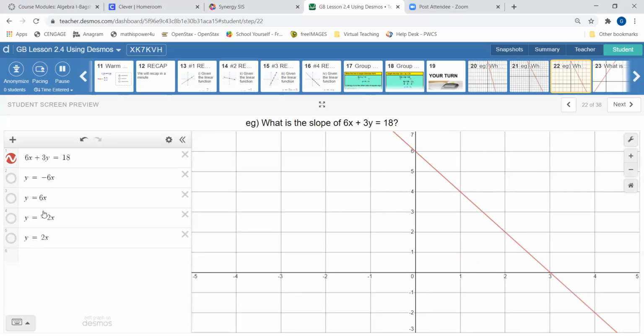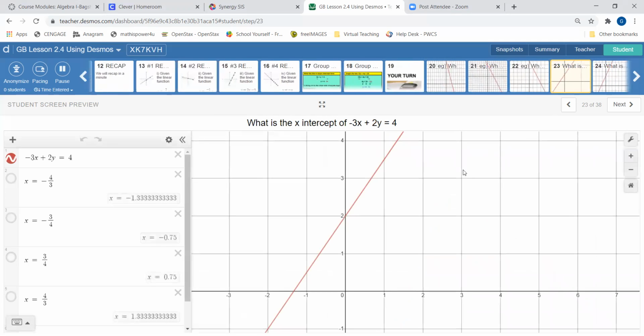So you can type these in as well if you want to confirm that, or you can just do the counting of the squares. I could also just have done it from here, down 2, across 1, and negative 2 over 1 is negative 2. So I could have figured out the slope there as well.